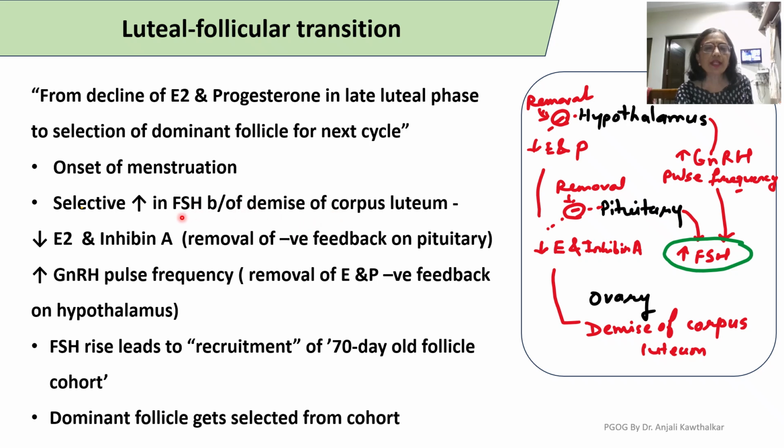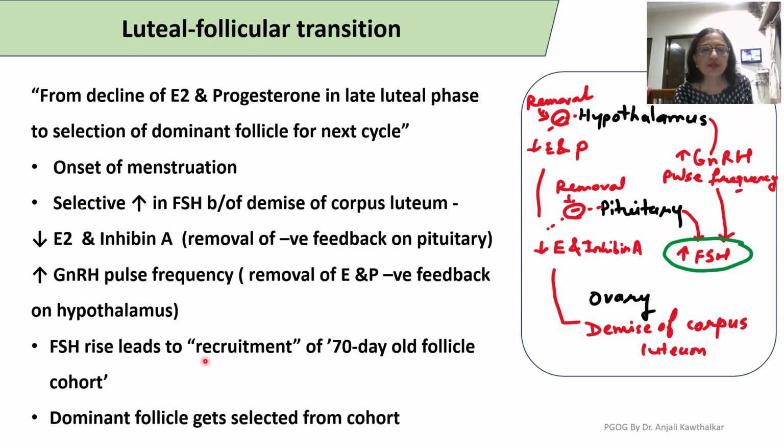How it leads to FSH rise is that when estradiol and inhibin A secretion is reduced, it leads to removal of negative feedback on the pituitary. That is how there is an increase in FSH. Secondly, removal of estrogen and progesterone negative feedback on the hypothalamus increases the GnRH pulse frequency, increasing the FSH. So why is there FSH rise in luteal follicular transition? It is because of this removal of negative feedback on the pituitary as well as the hypothalamus.